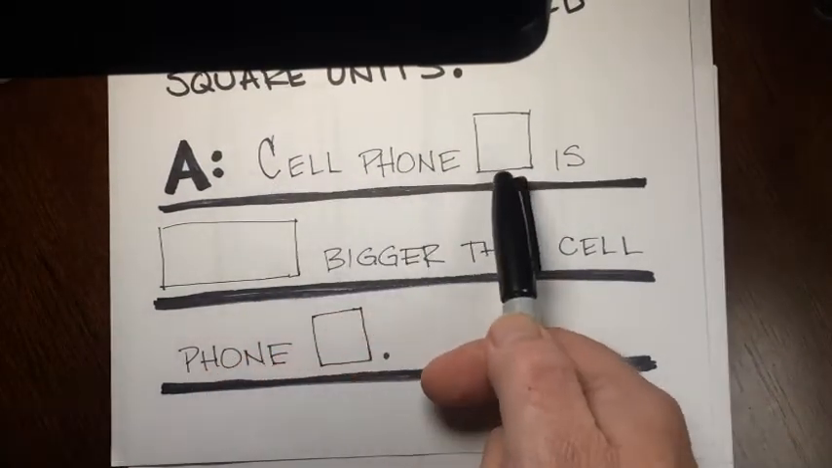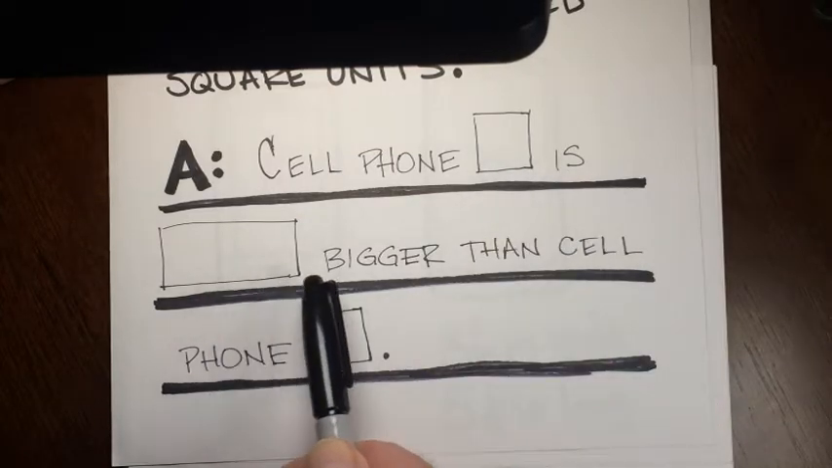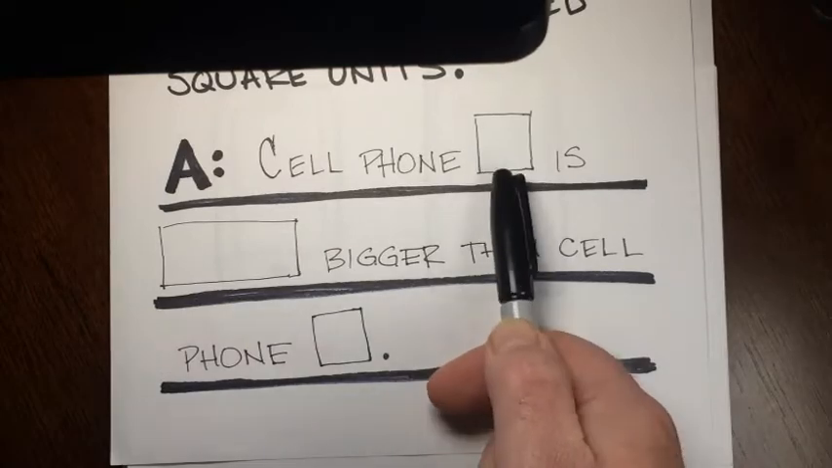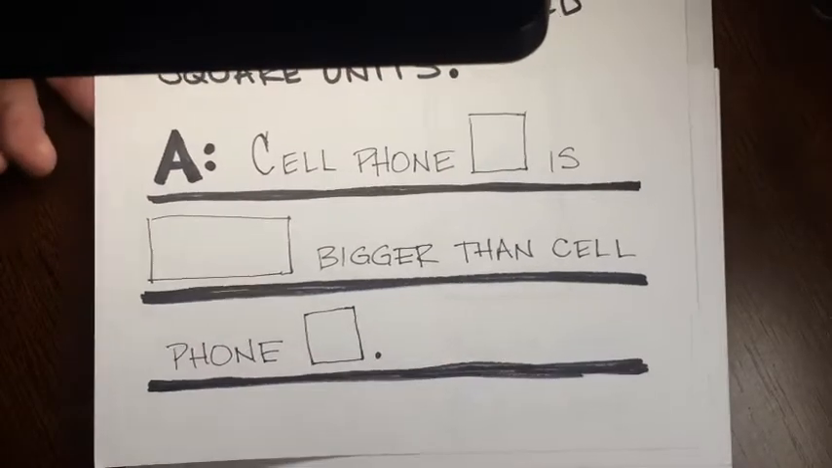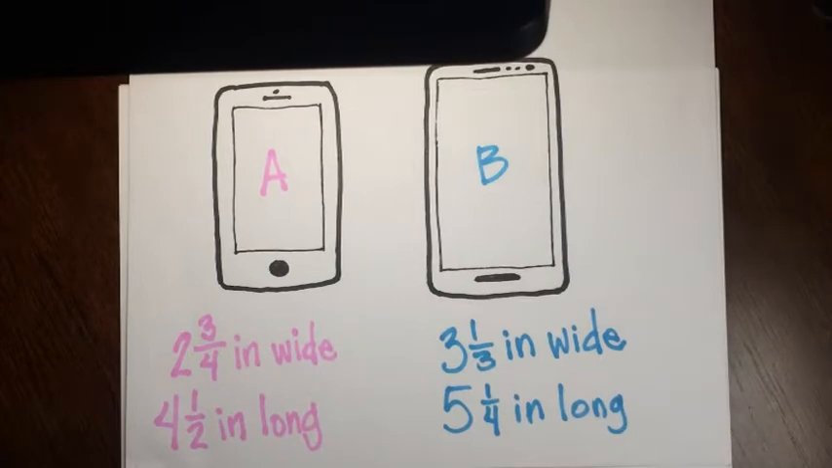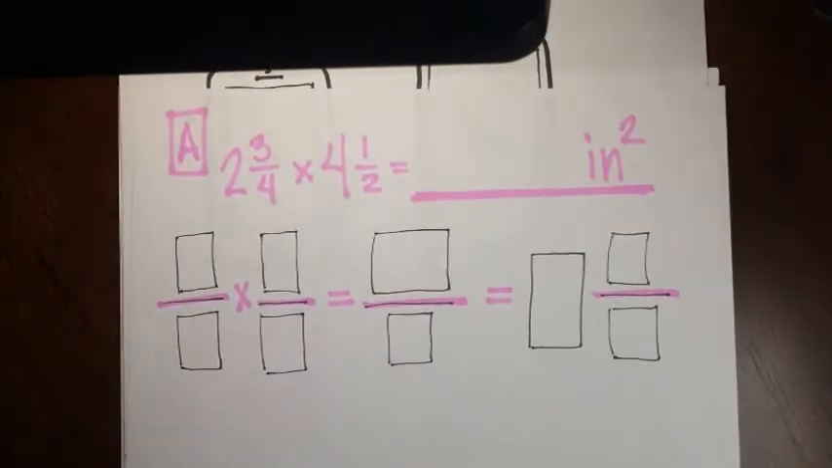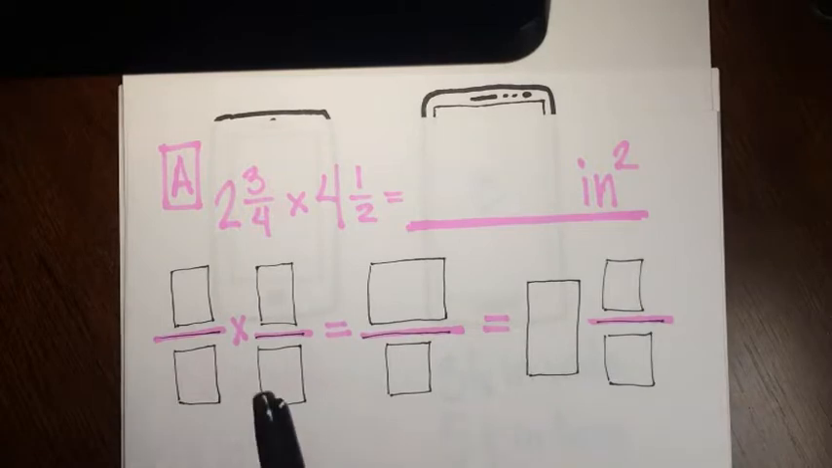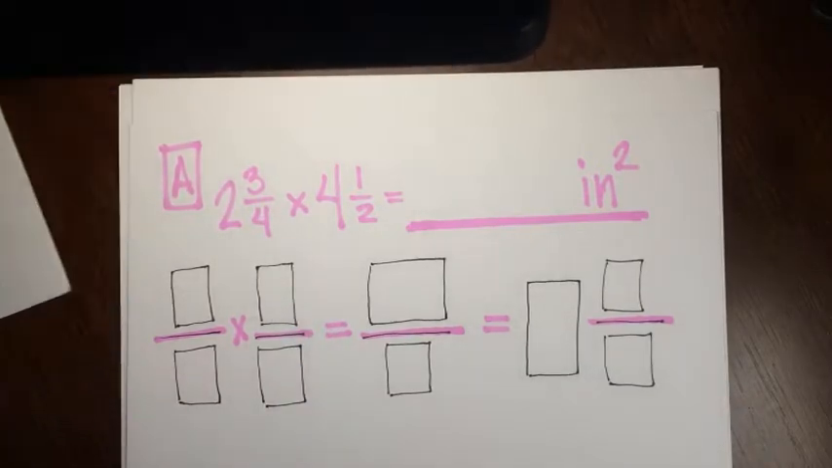Cell phone blank is blank bigger than cell phone blank. So to answer these three boxes, we're going to have to do some math. And the math is the math we've been working on for last week and this week. So let's go ahead and do our first problem like this. We have to find out the area of A.